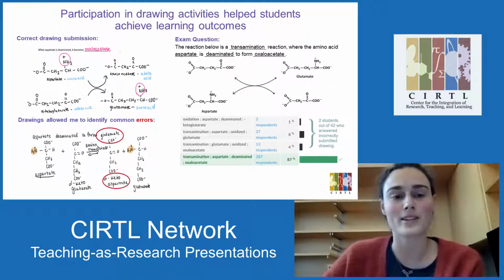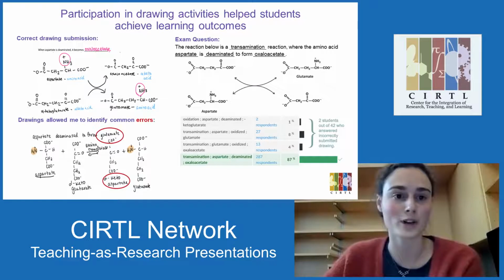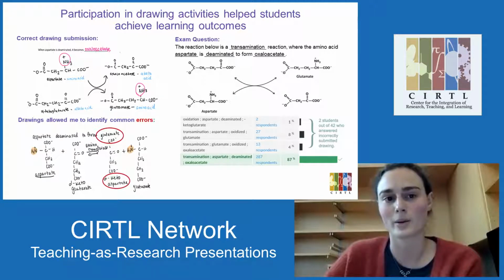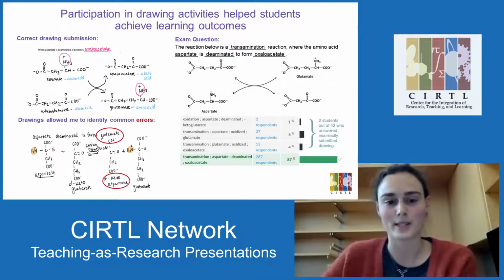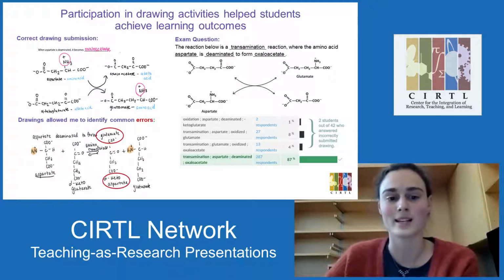And on that note, I found that participation in drawing activities did help students achieve learning outcomes. Up here on the top left, we have an example of a correct drawing submission where the student drew the reaction they were asked to draw, labeled all of the molecules, circled the nitrogen as it moves through this reaction, and correctly identified the product in the question. Drawings also allowed me to identify common errors. This is one drawing where the student mislabeled the product and some of the molecules and didn't quite complete the rubric for this activity. These errors would help me then address them prior to the students taking the exam.